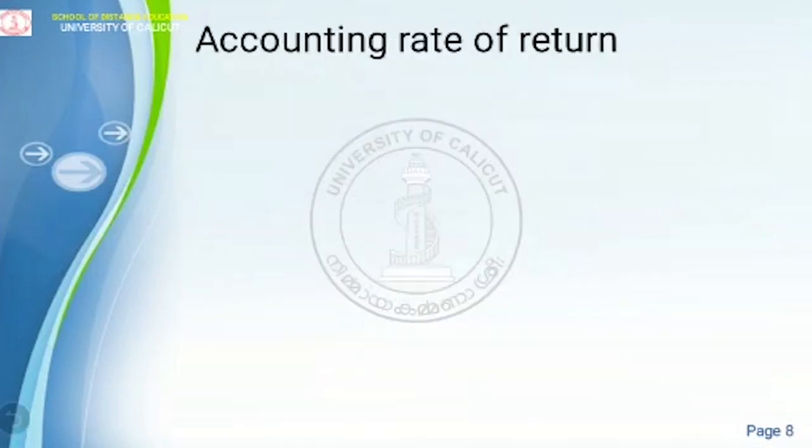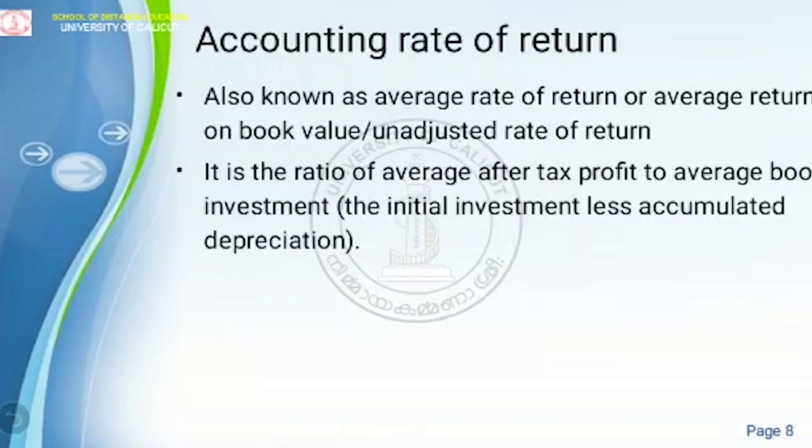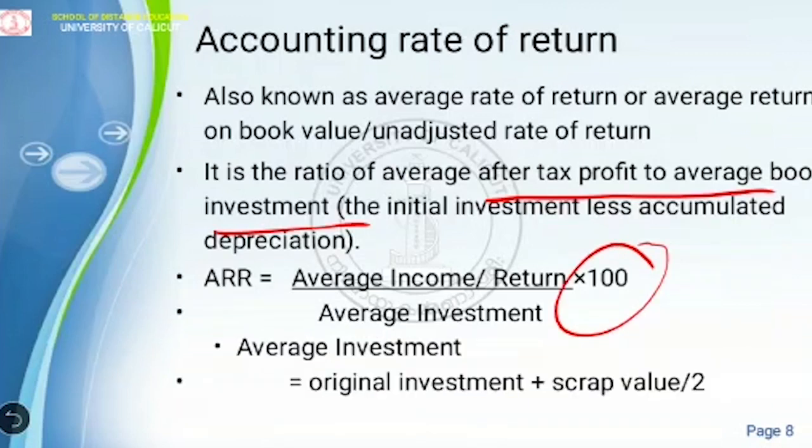Second is accounting rate of return, or average rate of return. Under this method, ARR is the ratio of average after tax profit to average book investment. You can calculate this using the formula: average income, or average return, divided by average investment, into 100. Average investment means original investment plus scrap value, divided by 2. This is the average investment. Then we can calculate the average income. So average income divided by average investment into 100 is the method.